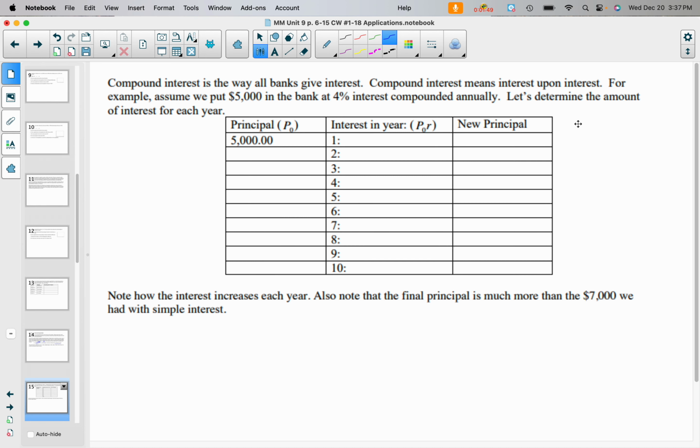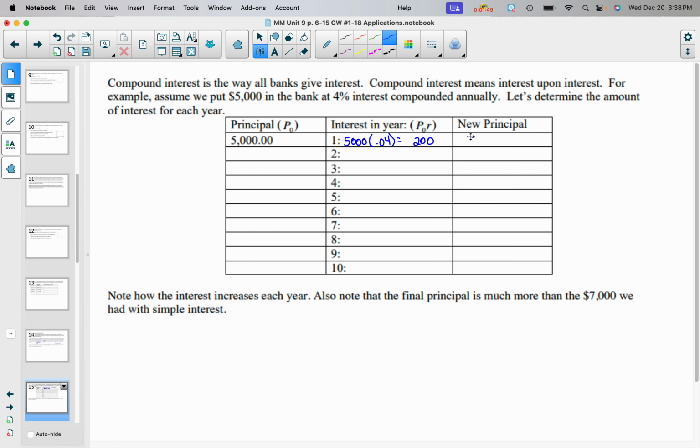Compound interest is usually the way that banks would give interest. Compound interest means that you are earning interest on your interest. For example, if you put $5,000 in the bank at 4% interest compounded annually, we're going to determine the amount of interest for each year. In the first year, you would earn your principal times your rate times the time, but the time is 1 year because we're talking about per 1 year, so that would be $200. So you would earn $200 interest in that year, assuming we're putting it in the bank.